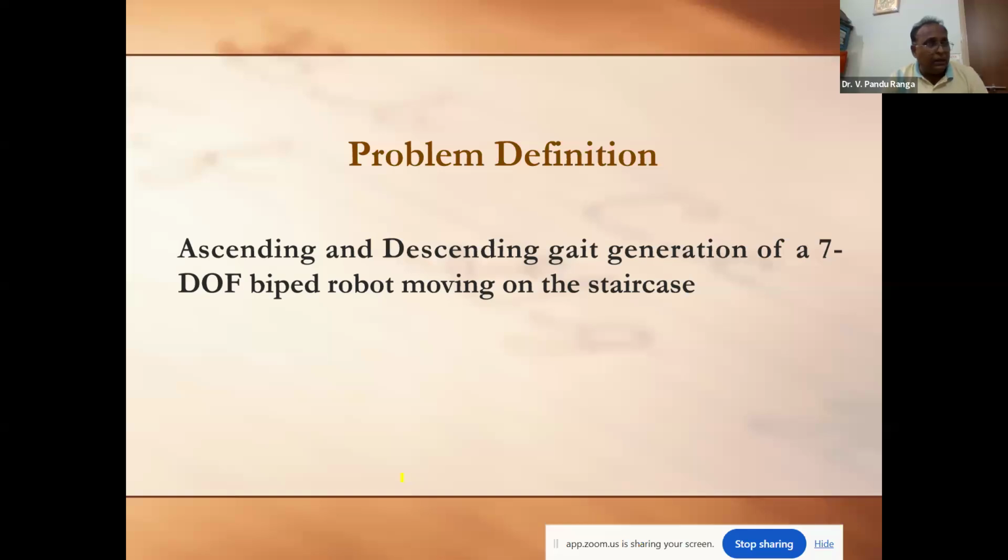Later on we have also solved that configuration, but in order to have ease in establishing the gaits and to explain the various characteristics of biped locomotion, at minimum 7 degrees of freedom is required. Therefore, I am taking the help of a 7 degrees of freedom biped robot, and we try to solve the problem of gait generation when it is ascending and descending the staircase, with the help of an analytical method and then a soft computing based method, and we'll see how they perform.